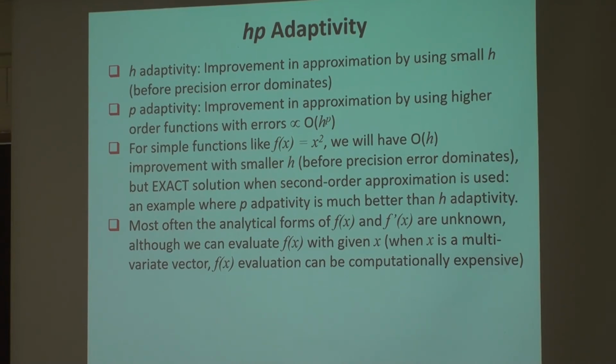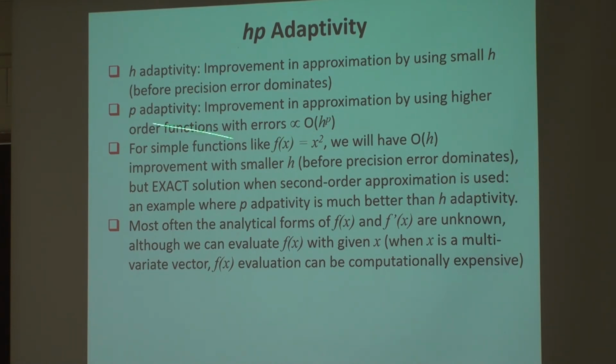Let's walk through it. H adaptivity: improving the approximation by using a smaller h. But remember, with smaller h there's a limit, right? You have round-off error waiting for you. You cannot always just say, let me use a smaller h. You have to use the appropriate h, a good enough h, without overdoing it. Once round-off error comes in, no order of approximation can help you.